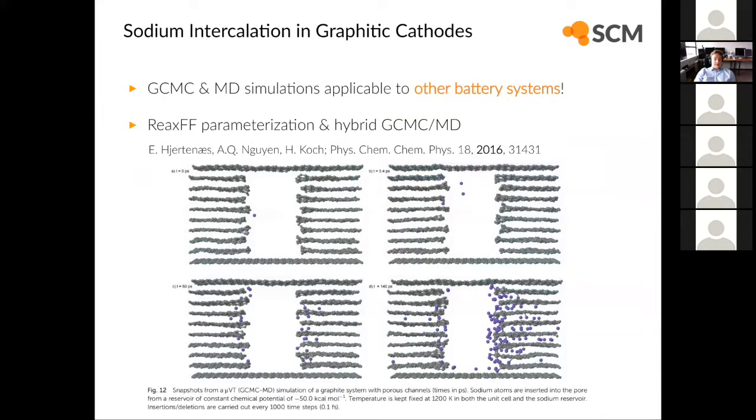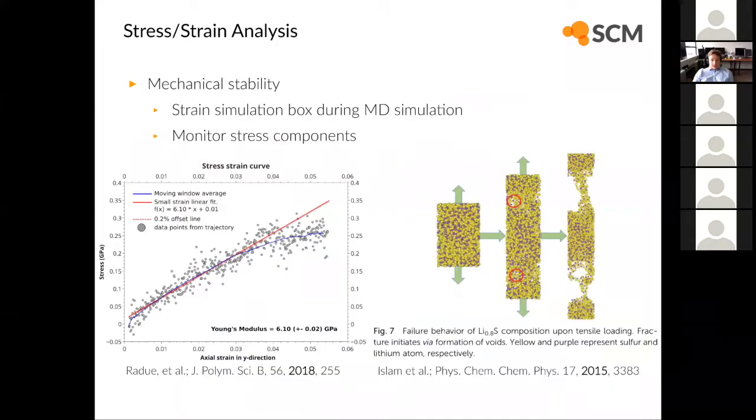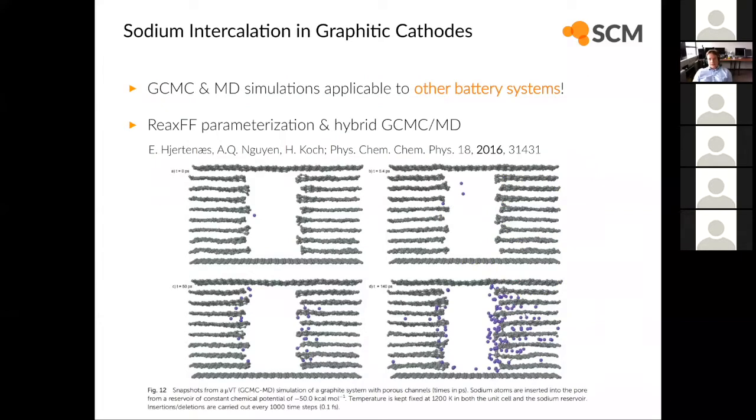Similar things can also be studied for other kinds of batteries. There's just a second study showing intercalation of sodium ions in a graphitic cathode material. Again, one is able to simulate these processes. In that case, this was done with a hybrid grand canonical Monte Carlo molecular dynamics driver in a different study with ReaxFF. And it also leads, obviously, again, this discharge process, as seen before for the sulfur cathode.